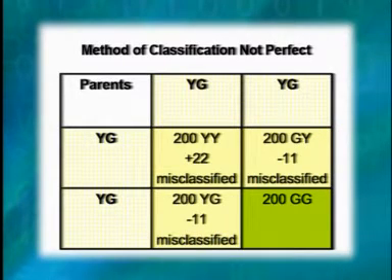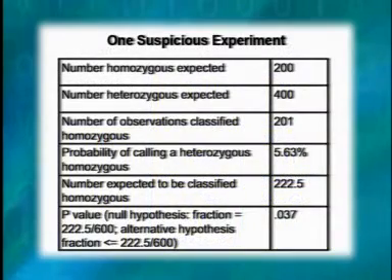So there's a 3/4 chance when you cross a heterozygous plant with itself that it will be yellow. If you do it 10 times, there's a 3/4 to the 10th power chance that it will be yellow every single time. 3/4 to the 10th power is 5.6%. So the probability of misclassifying a heterozygous plant is 5.6%.